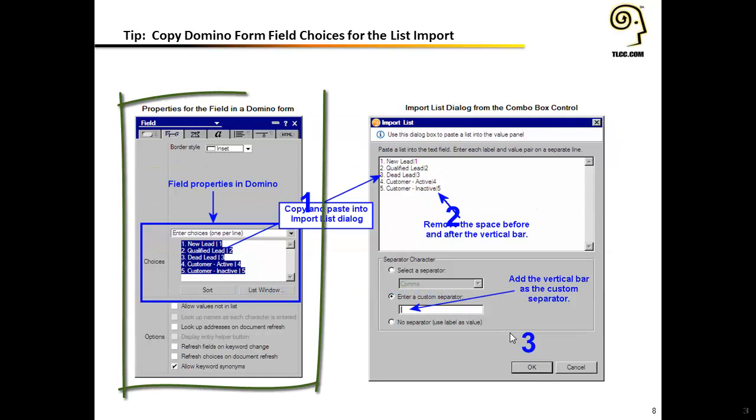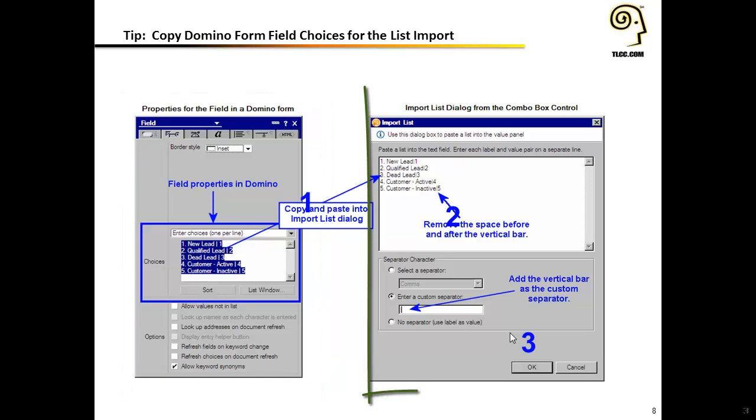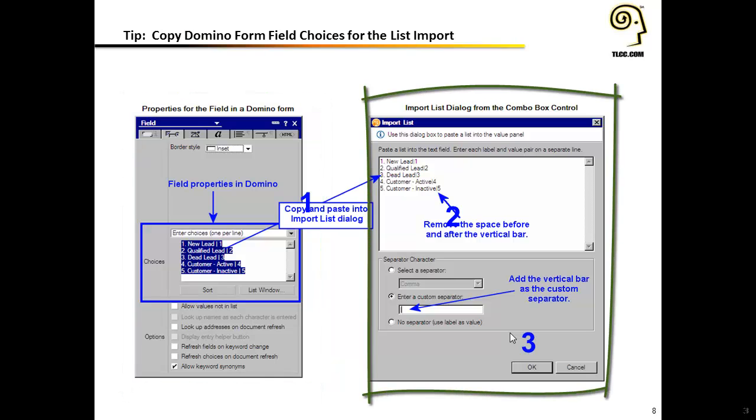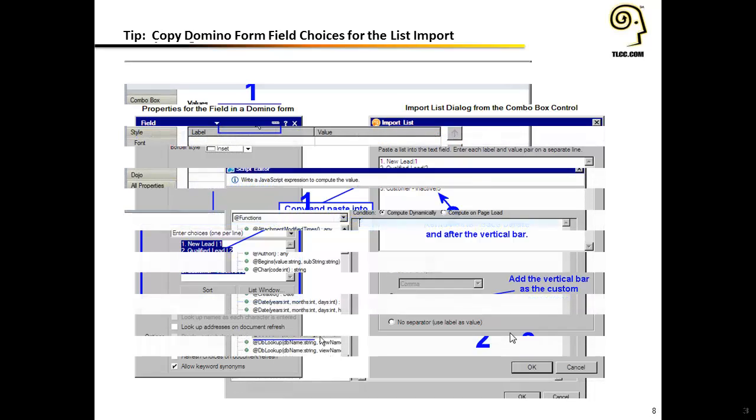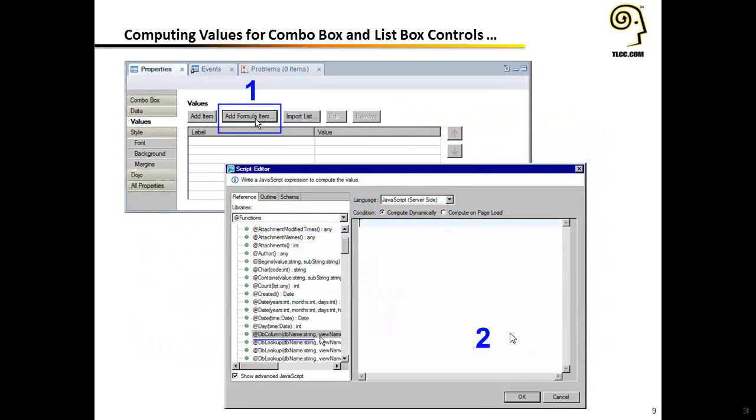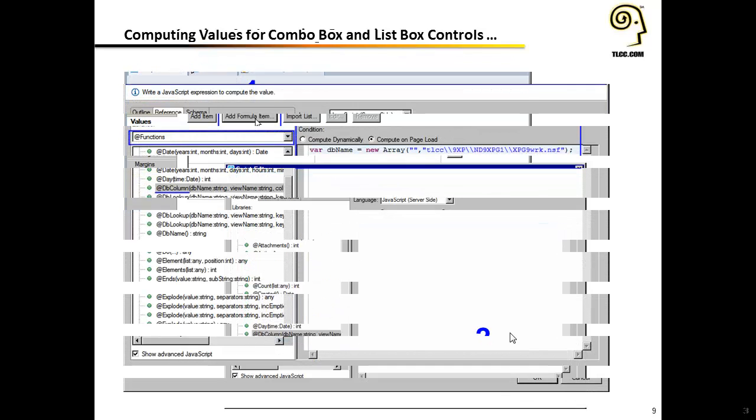Another option is to copy these selection items from the field properties on the form, and then paste them into the Import List dialog for the control. And a third approach is to add a formula to return the selection items to a selection type control.